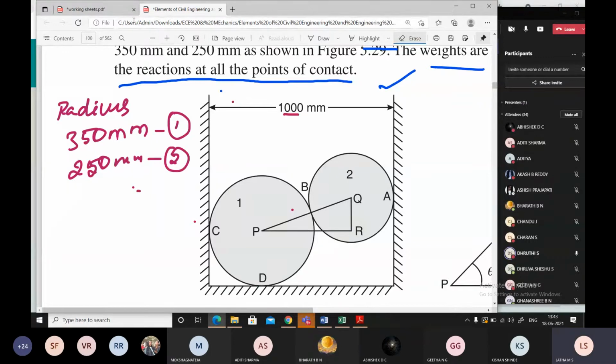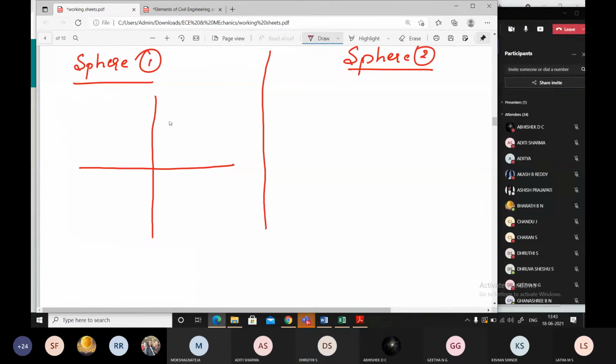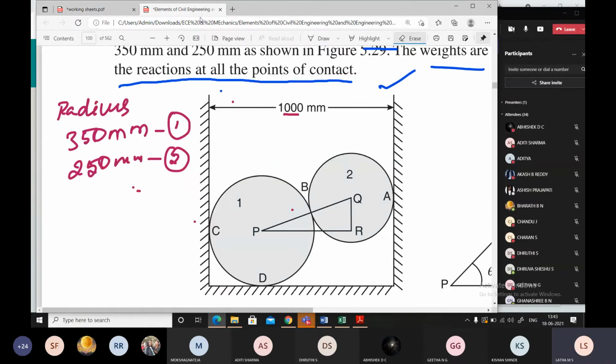The first quadrant, ma'am. This is first, na? This is second, this is third, and this is fourth. Now you should tell me, in the first quadrant, what should I draw? Where are the points of contact for the first sphere? B, C, and D, ma'am. Yes, B, C, and D.